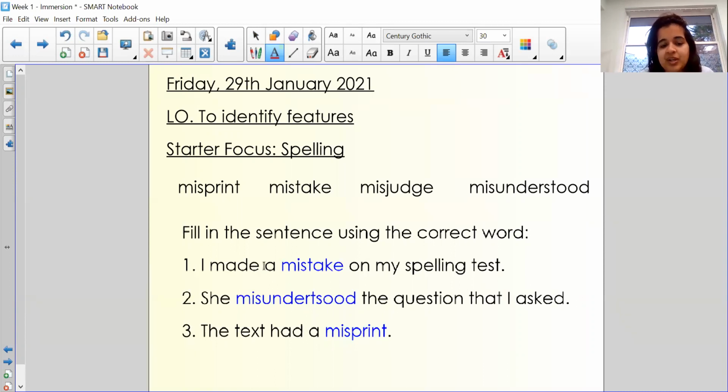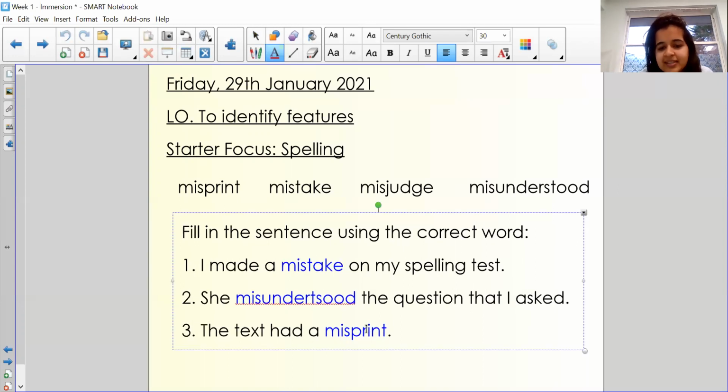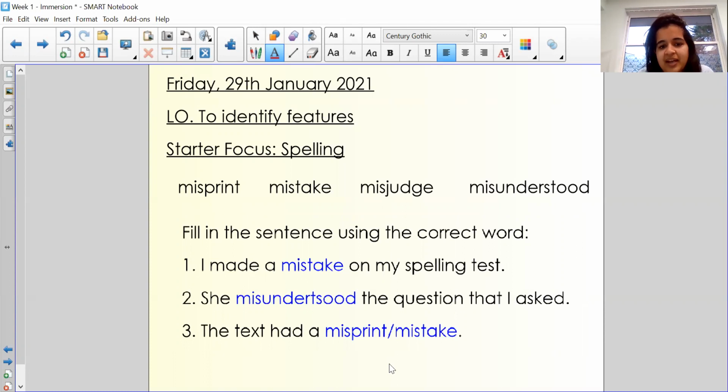Okay, so hopefully you got those 3 answers using your miss prefix. I know the text could also be the text had a mistake, but I was looking for the word misprint. If you did also write the text had a mistake, that is completely fine, because that works as well. Okay, the only word you did not use was misjudge, and that's when you judge something wrongly.